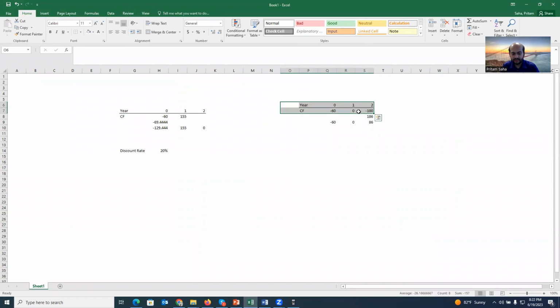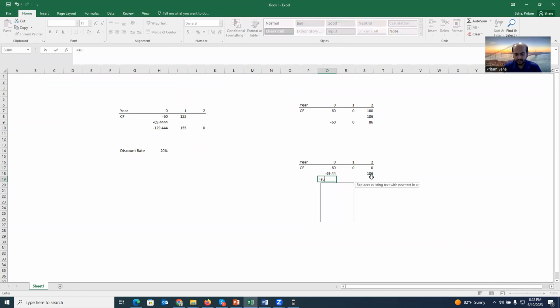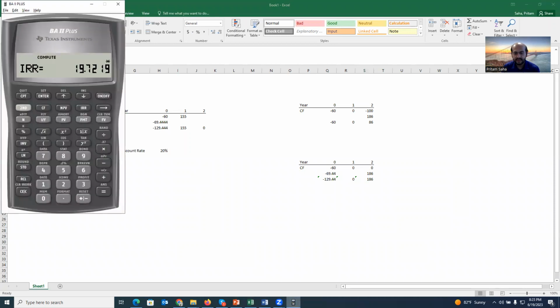If we go here, take it back here, we have 155 here, right? So we know that from here, if we discount it here, it should be negative 69.44. In that case, that will become 0. And from here, if we compound these, that's going to be 186, and that will become 0. Makes sense. No conventional problem, so no non-conventional problem. Negative, positive, positive. Not sign change more than once.